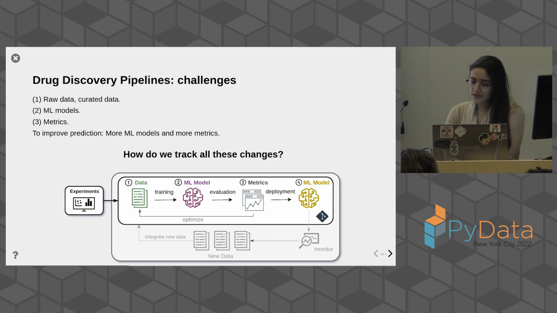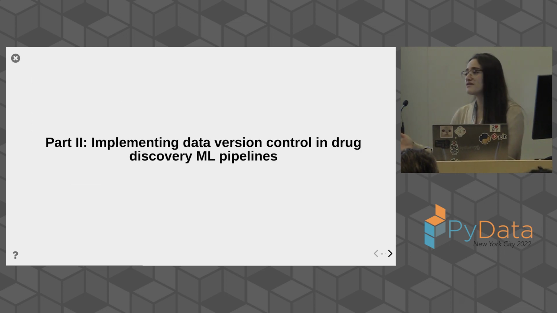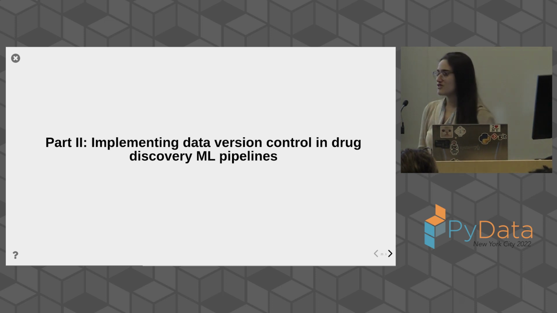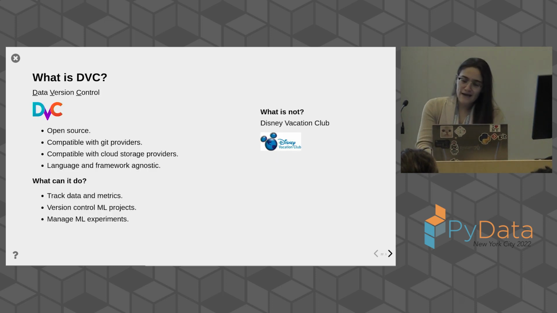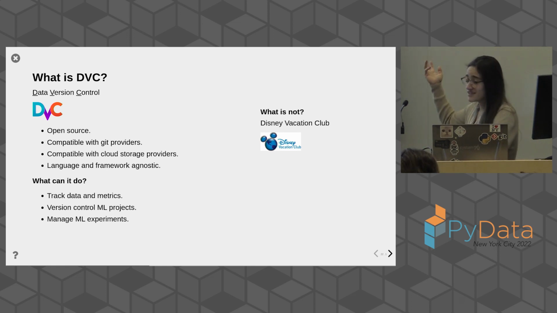So one of the solutions we identified is DVC. With this, I would like to start the second part of this talk about implementing data version control in drug discovery pipelines. DVC stands for Data Version Control. It's not Disney Vacation Club. Every time I Google DVC logo, I get Disney Vacation Club, so no.